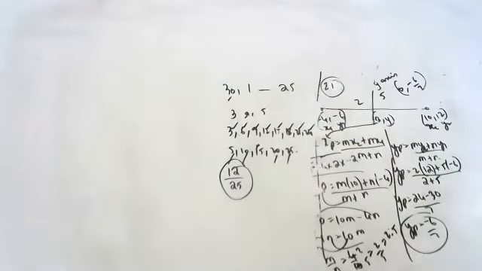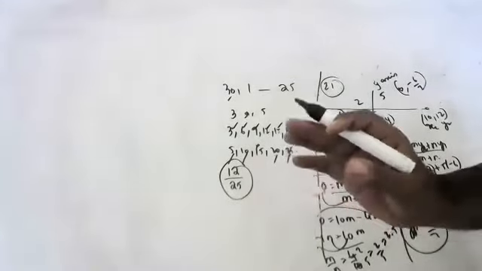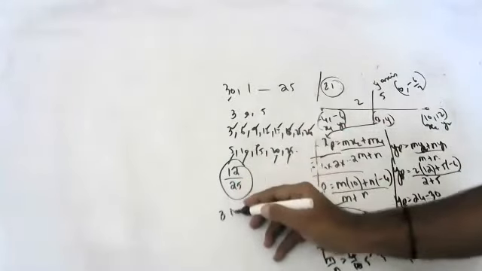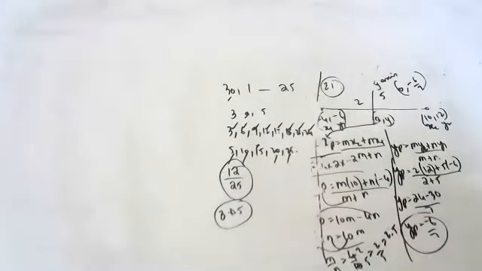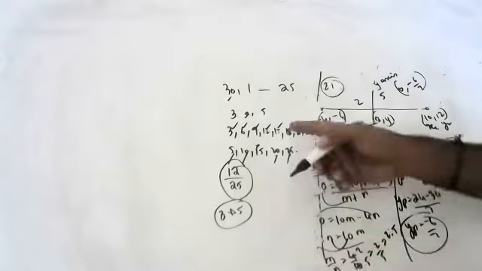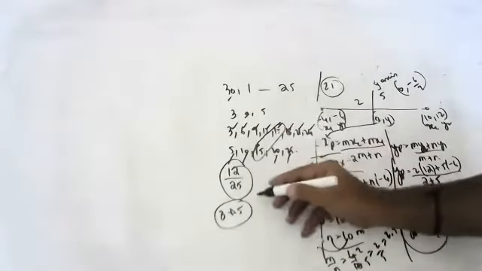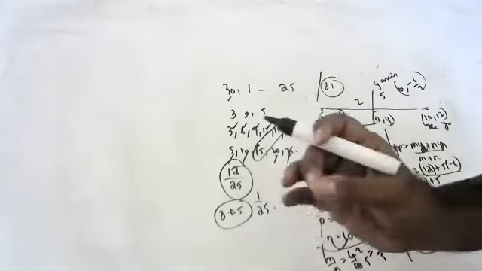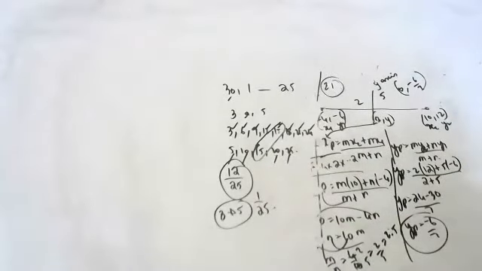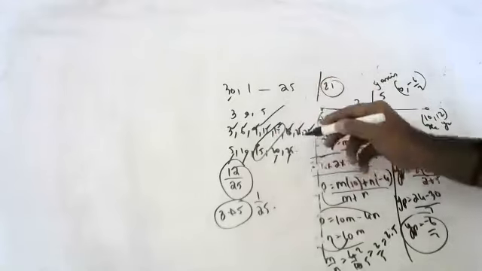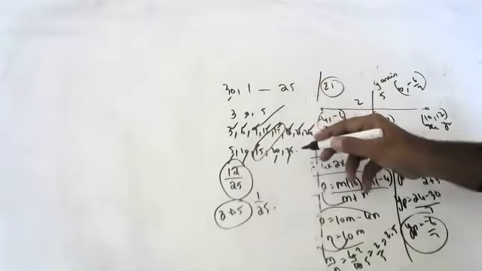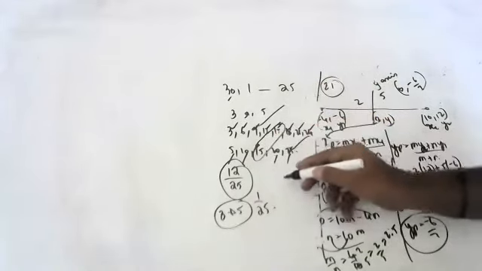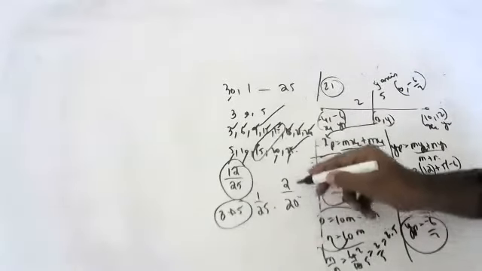Okay, this is one question. Another one is: how many numbers are divisible by 3 and 5? Only 15 is divisible by both, so 1 by 25. Next, how many of them are perfect square numbers? 9 and 25, that's all. So 2 by 25 are perfect square numbers.